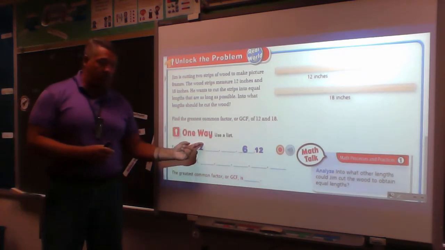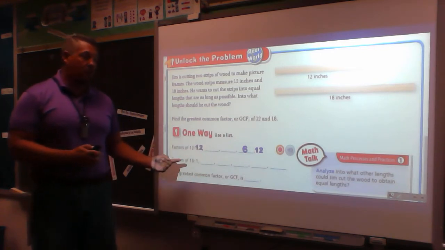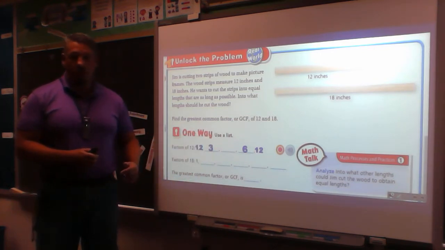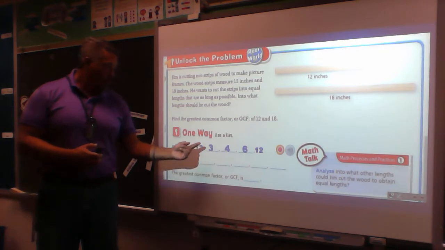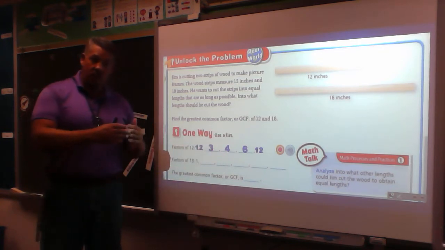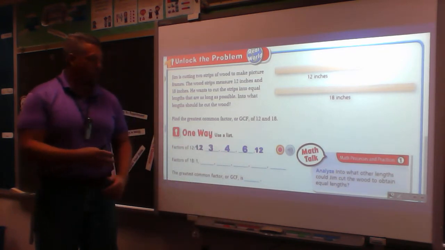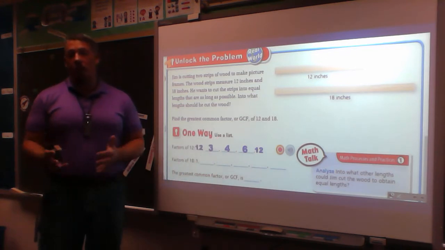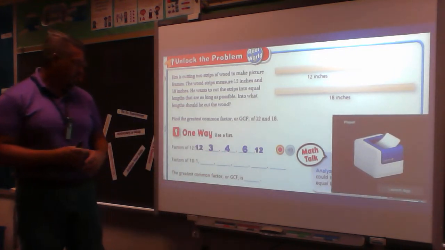My next counting number is 3. How many times does 3 go into 12? Well, 3 times 4. And those are consecutive, side by side, counting numbers, so I know I've included all of the factors that I need.